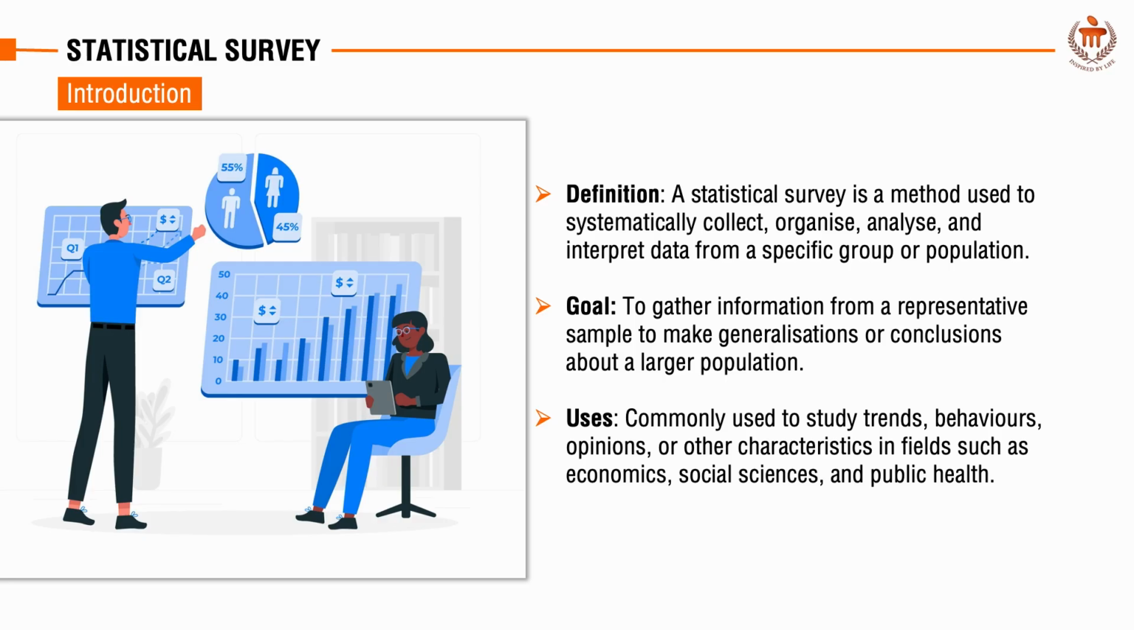Surveys are widely used across various fields such as economics, social science, and public health. In economics, surveys help analyze market trends and consumer behavior, while in social science they are used to understand societal attitudes and demographic patterns. And in public health, they monitor health trends and identify community needs. When we employ representative sampling and systematic methodologies, statistical surveys ensure that the collected data accurately reflects the target population, enabling meaningful insights and informed decision making.